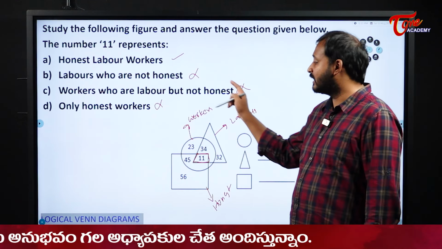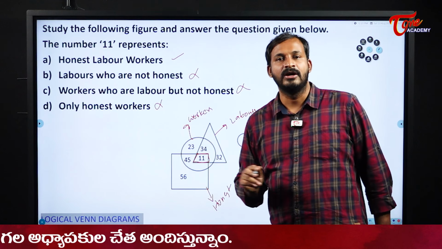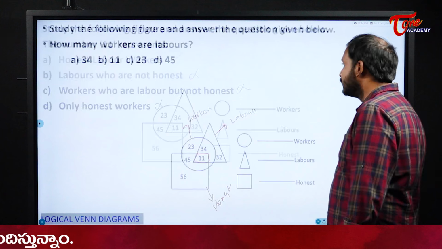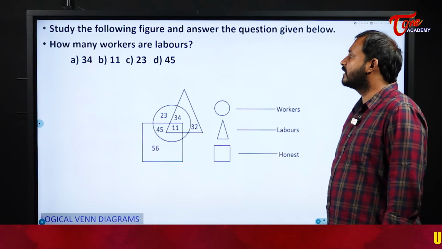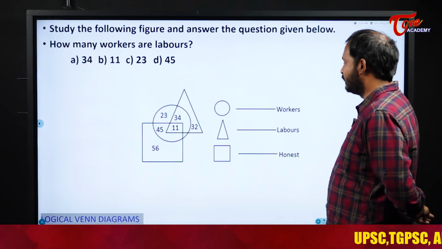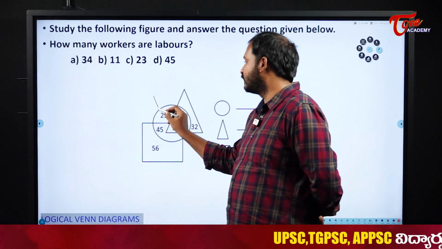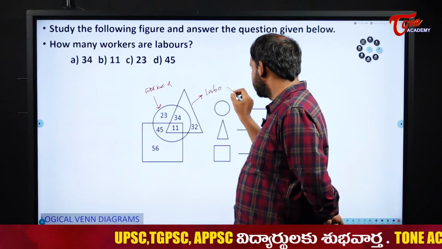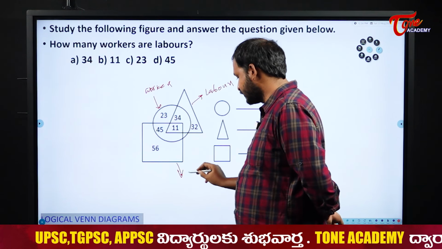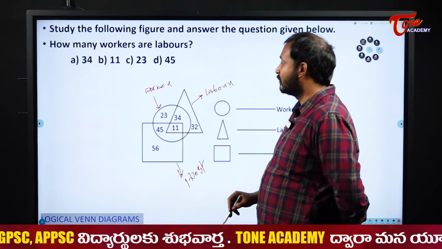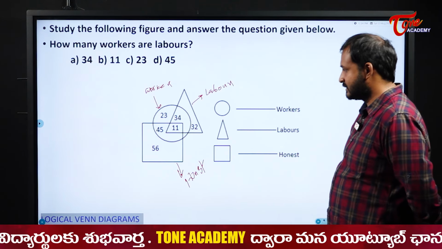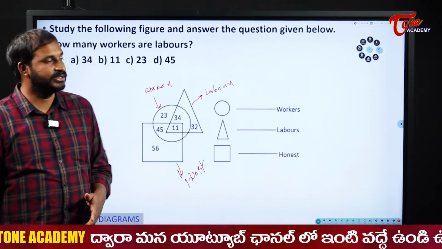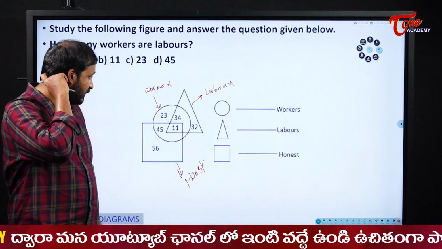Just see the intersection portion and then decide what your answer is. Next one. Study the following figure and answer the questions given below. Workers belong to the circle, triangle are laborers, and square is honest. How many workers are laborers? Now I should have the intersection of workers and laborers.